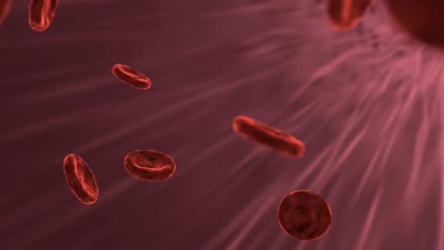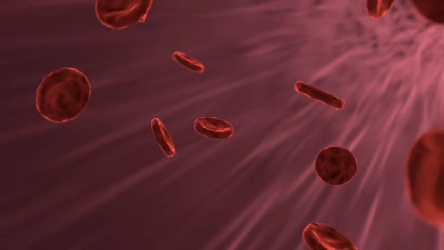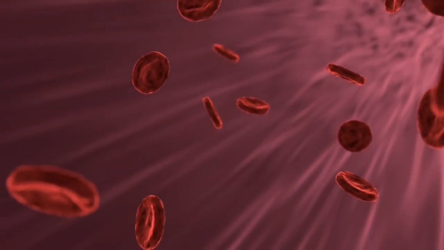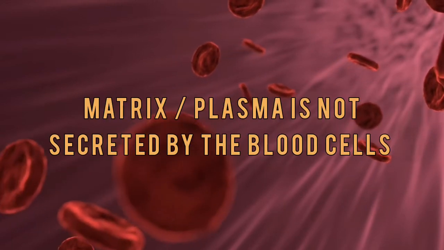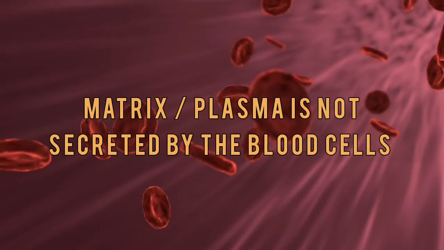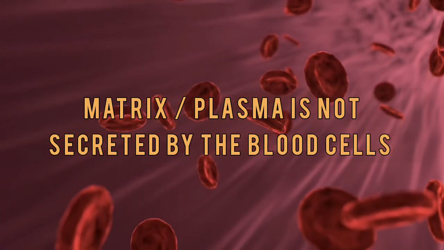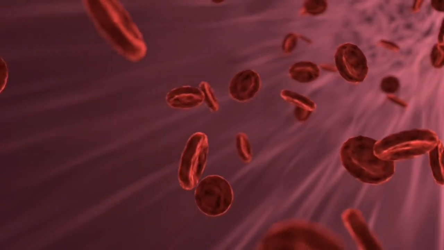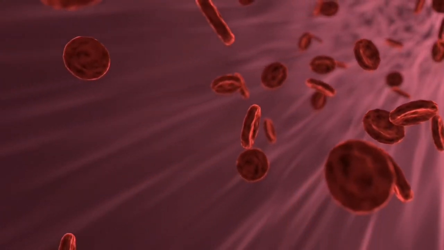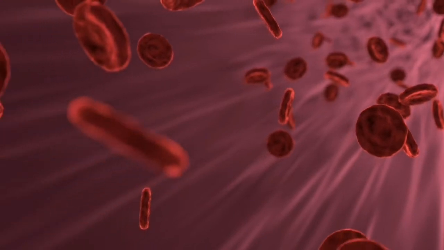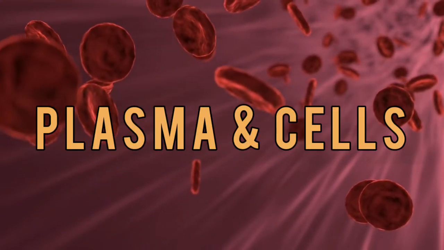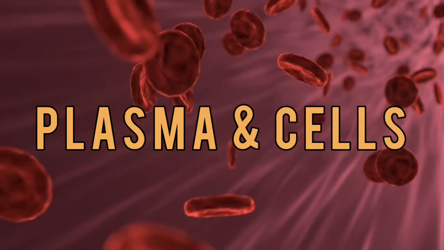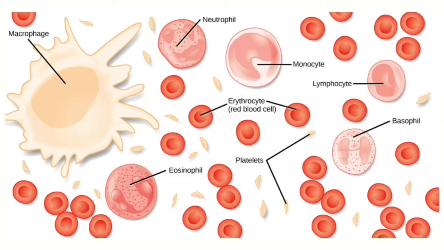Let's discuss this special connective tissue, which is the blood tissue. Blood tissue is a special connective tissue because the matrix, or the plasma, is not secreted by the blood cells. Blood tissue helps in maintaining proper connection between organs and tissues. Blood is composed of a fluid matrix known as plasma and cells. The matrix contains red blood cells, white blood cells, and platelets.